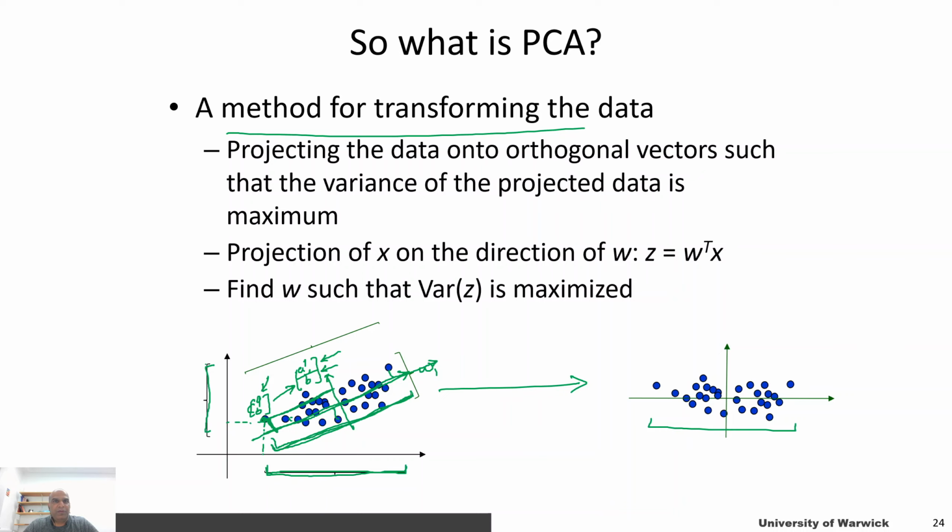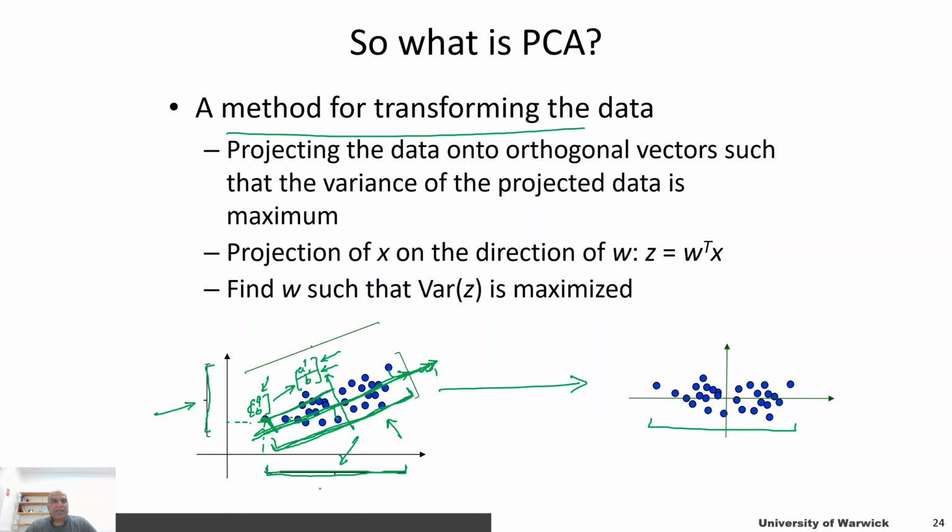We know from the Pythagorean theorem that this particular length is always going to be larger than this one, and larger than this one. So this direction that we have identified, which we are calling the first principal component, is a direction in which the variance is actually larger than the variance along the original axis.